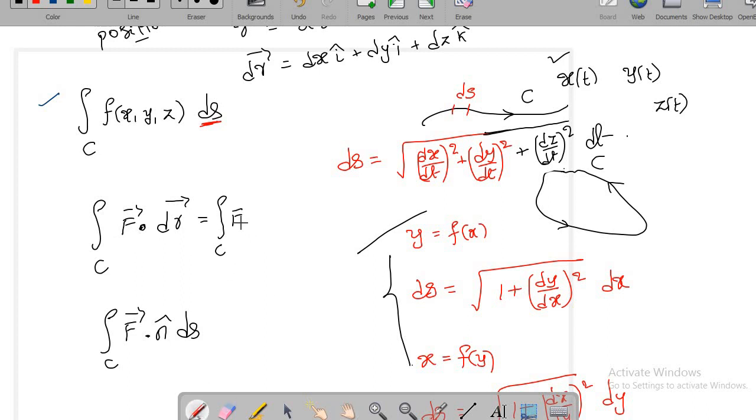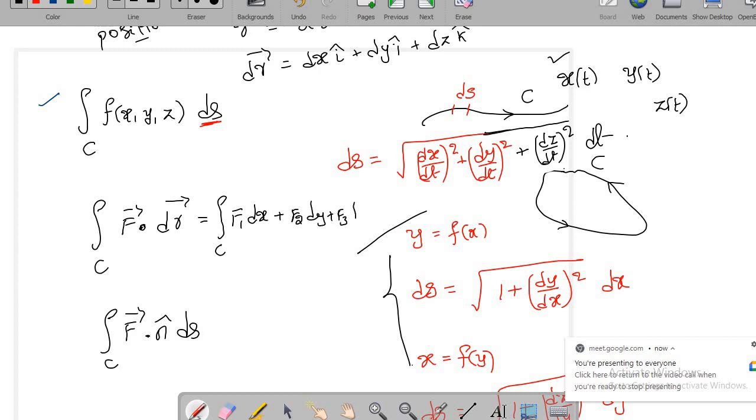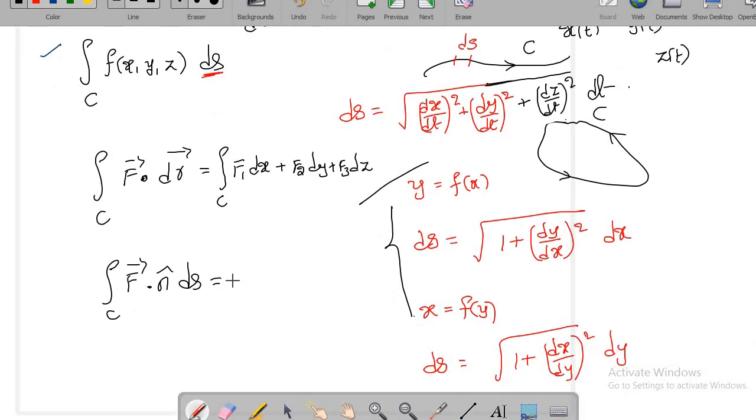So when you take the dot product, you will be left with f1 into dx plus f2 into dy plus f3 into dz. Now you just write the parametric representation of the curve: x as a function of t, y as a function of t, z as a function of t. Simply substitute it here. And how about the third integral, f bar dot product with n cap into ds?